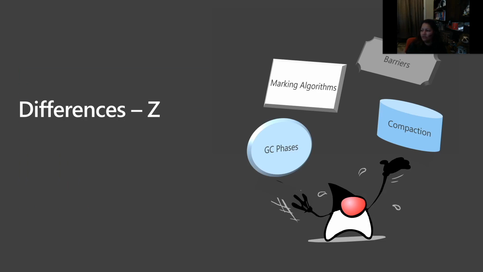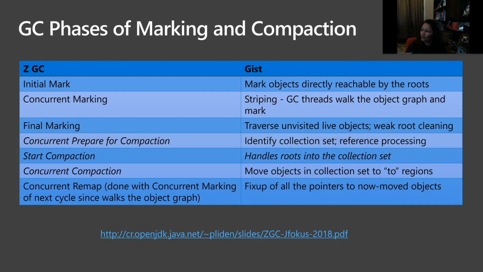Now let's look at ZGC in the same light. Again, we're looking at the same phases for concurrent marking. So we have the initial mark, the final mark, and of course the concurrent marking in between. I talked about the striping where your threads will walk the object graph and mark.